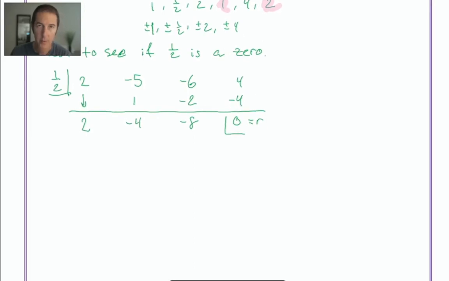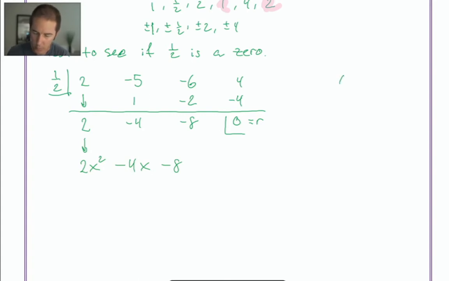So x to the third divided by x to the first is equal to x squared, which means that this 2 represents 2x squared, and the -4 is how many x's I have, and the -8 is my constant value.